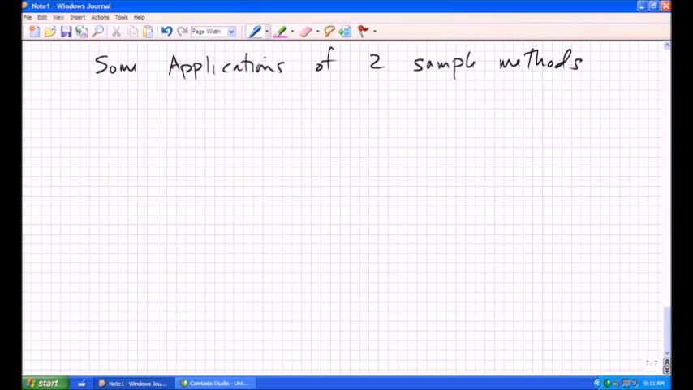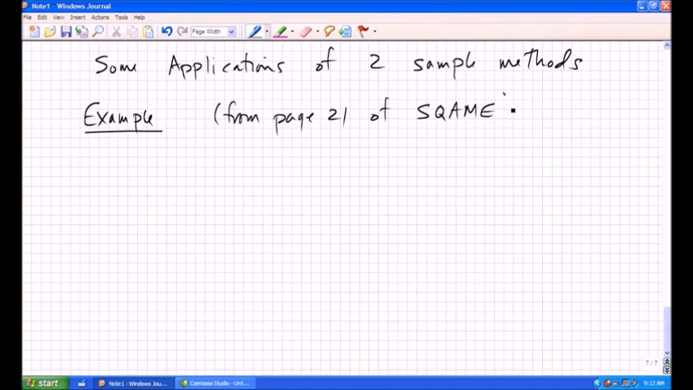Here is an example, part of an example from Vardeman and Jobe from the text. This is from page 21 of Statistical Quality Assurance Methods for Engineers by Vardeman and Jobe.